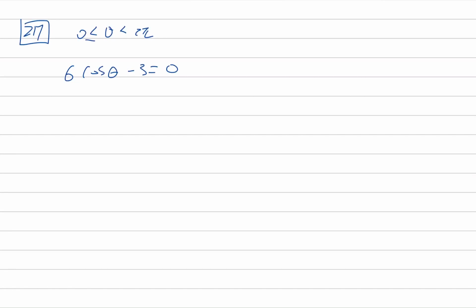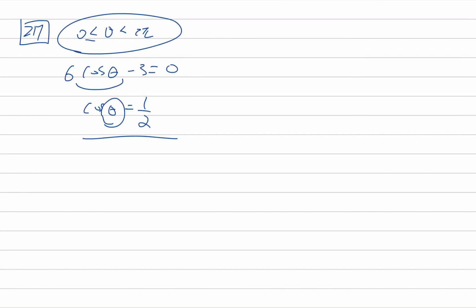Okay, then let's look at 27. Solve the equation between 0 and 2 pi. The trig equation I have is 6 cosine theta minus 3 equals 0. So we want to isolate the trig expression on one side if possible. I get cosine theta equals half. I know we did a similar problem earlier. So what angle measure between 0 and 2 pi will give me cosine of that angle, half? We'll go back to the unit circle: pi over 3 and 5 pi over 3.